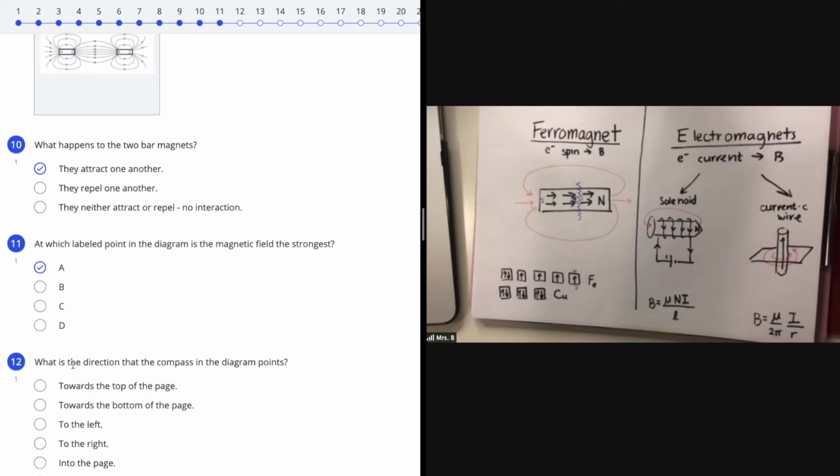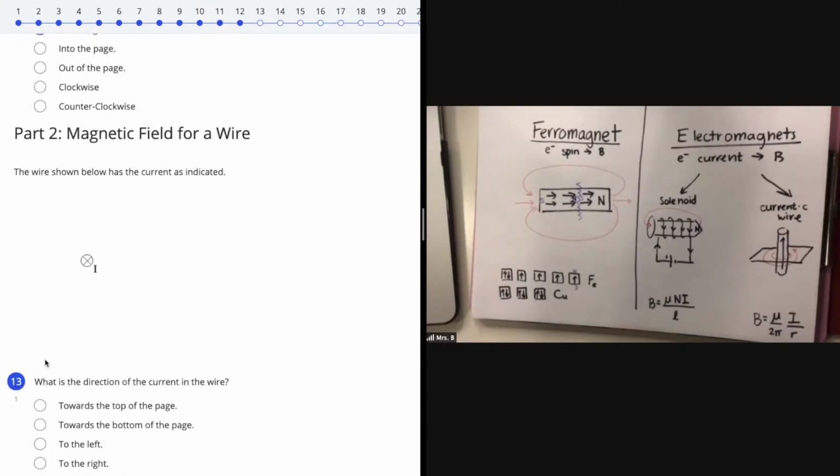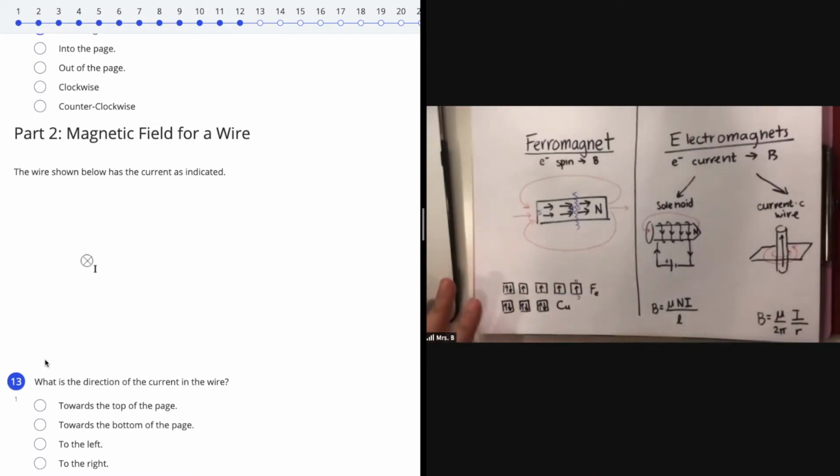In the diagram, the compass points along the direction of field. So this compass must point to the right to go along with the field lines nearby it. Part 2, magnetic field for a wire. Now we're moving from ferromagnets into electromagnets, but specifically the field of a current-carrying wire.